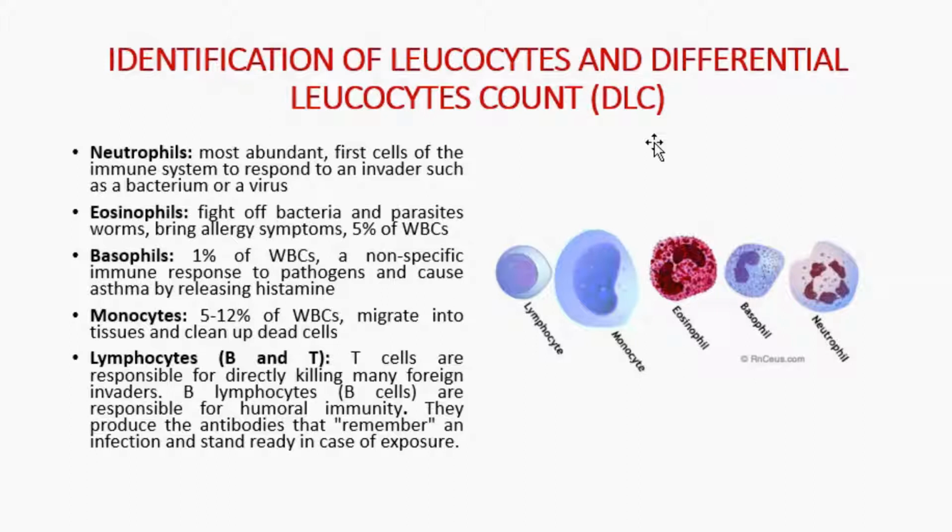These antibodies neutralize the antigens, and T cells are called T because they mature under the influence of the thymus gland, and B cells mature inside the bones. All these blood cells originate in bone marrow, and then the T cells mature in the thymus.